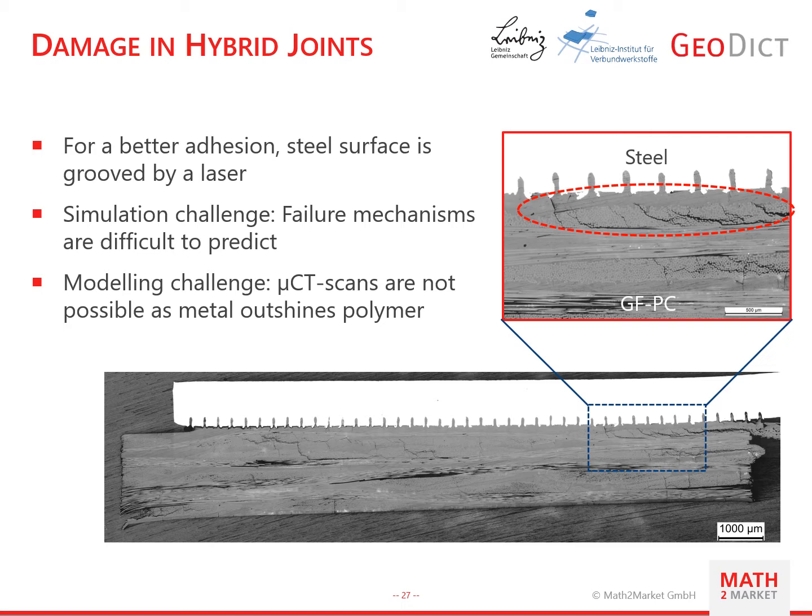The failure mechanism is really complex and difficult to understand, and standard tests, such as lab shear tests in a tensile testing machine, deliver a maximum load and a broken specimen, but no hint towards where failure started, in the joining zone or in the laminate. Micro-CT scans of the joining zone are not possible because the metal outshines the polymer.